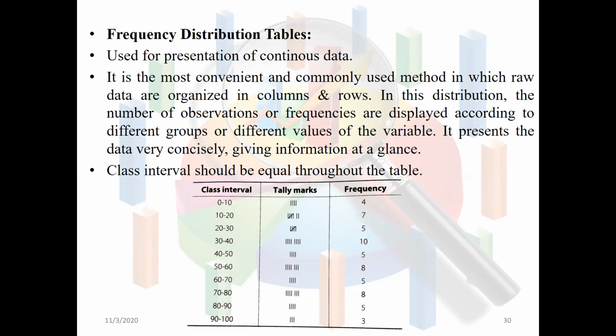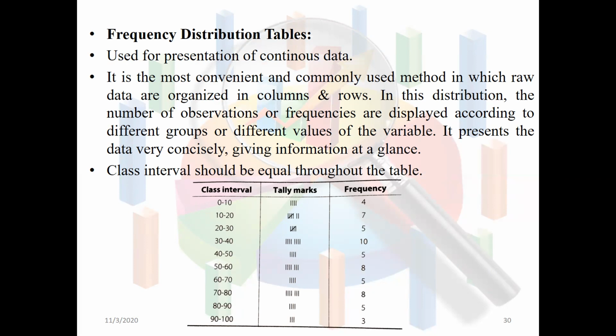Frequency distribution tables. These are used for presentation of continuous data. It is the most convenient and commonly used method, in which raw data are organized in columns and rows. In this distribution, the number of observations or frequencies are displayed according to different groups or different values of the variable. It presents the data very concisely, giving information at a glance.